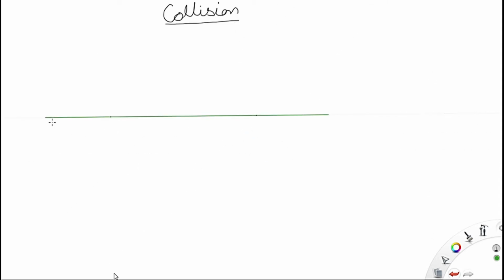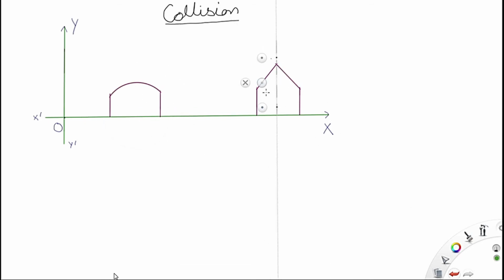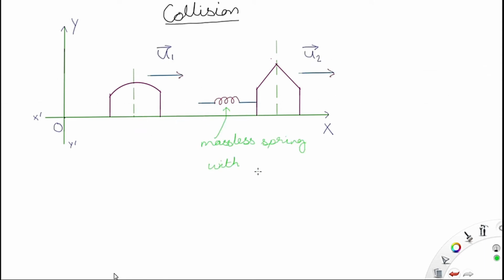The next topic is collision. First of all, we will see an elastic collision. The elastic collision is between two bodies of mass m1 and m2. Now the m2 is attached with a massless spring. The spring does not have a mass but has a spring constant of a small k.